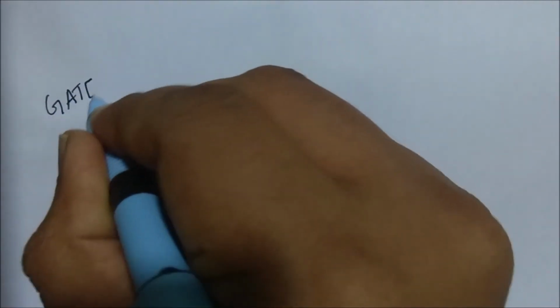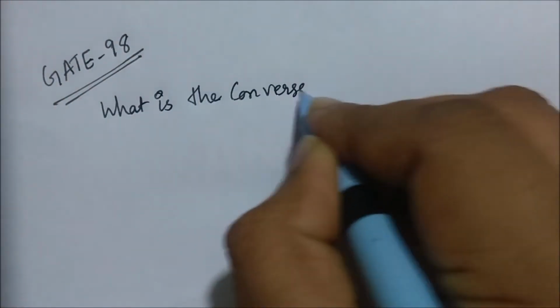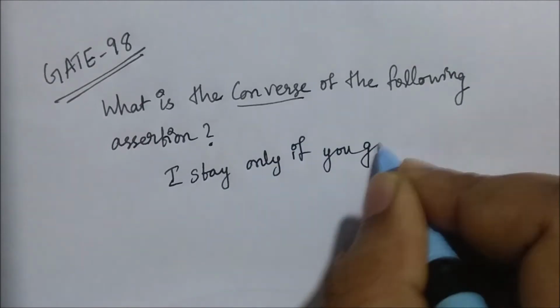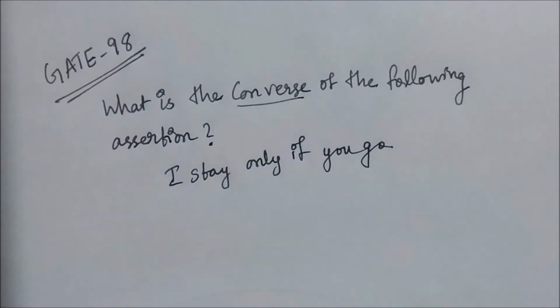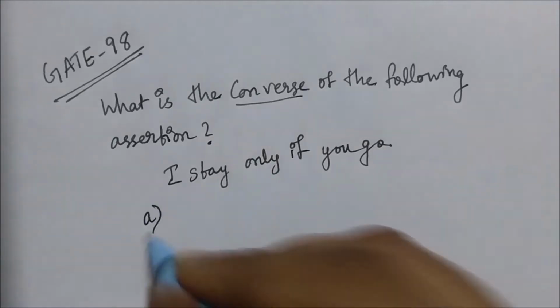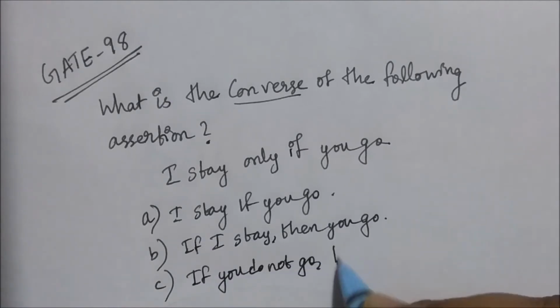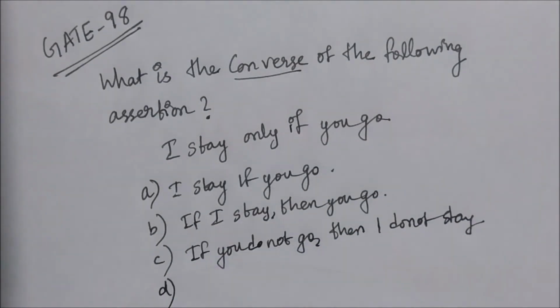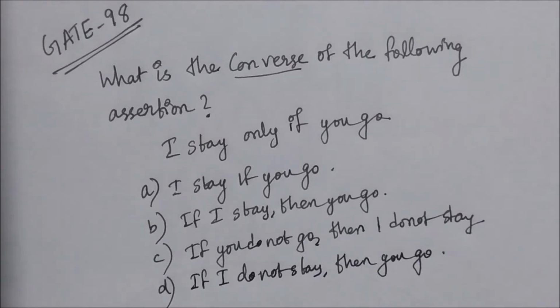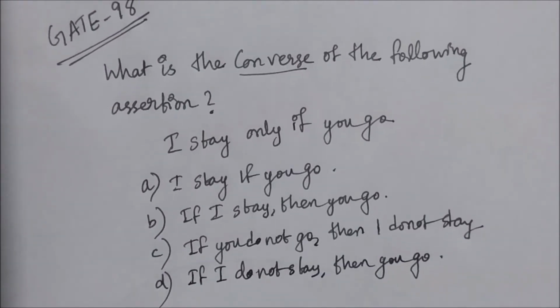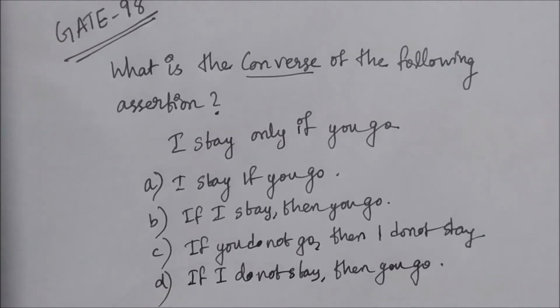Alright, let's look at the next question. This question appeared in GATE 1998. What is the converse of the following assertion? I stay only if you go. So we need to find the converse of this statement. The options are: I stay if you go; if I stay then you go; if you do not go then I do not stay; if I do not stay then you go. Here the statement is I stay only if you go, and we need to find its converse.